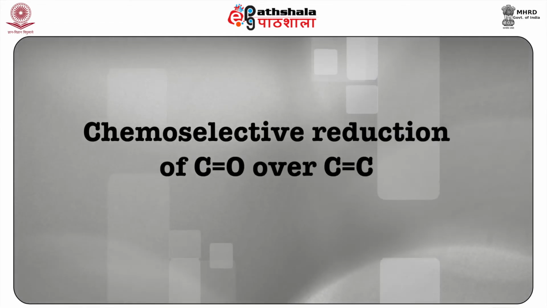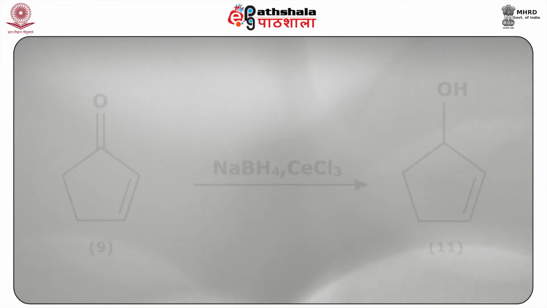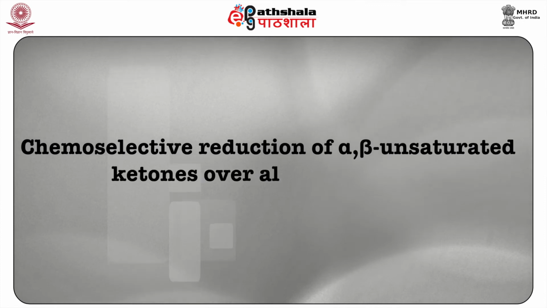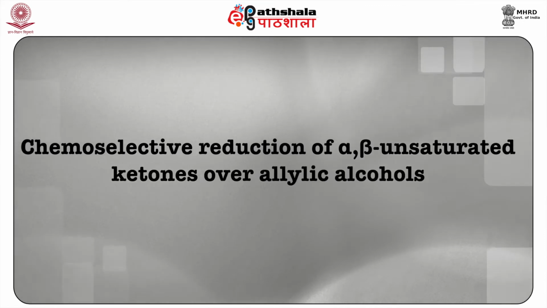Chemoselective reduction of carbonyl over the C=C double bond. Reduction of alpha beta unsaturated cyclopentenone in the presence of cerium chloride with sodium borohydride gives the alpha beta unsaturated cyclohexenol as the product. This reduction is selective for the carbonyl group, whereas the C=C double bond, or the ene group, remains unaffected. Chemoselective reduction of alpha beta unsaturated ketones over the allylic alcohols.